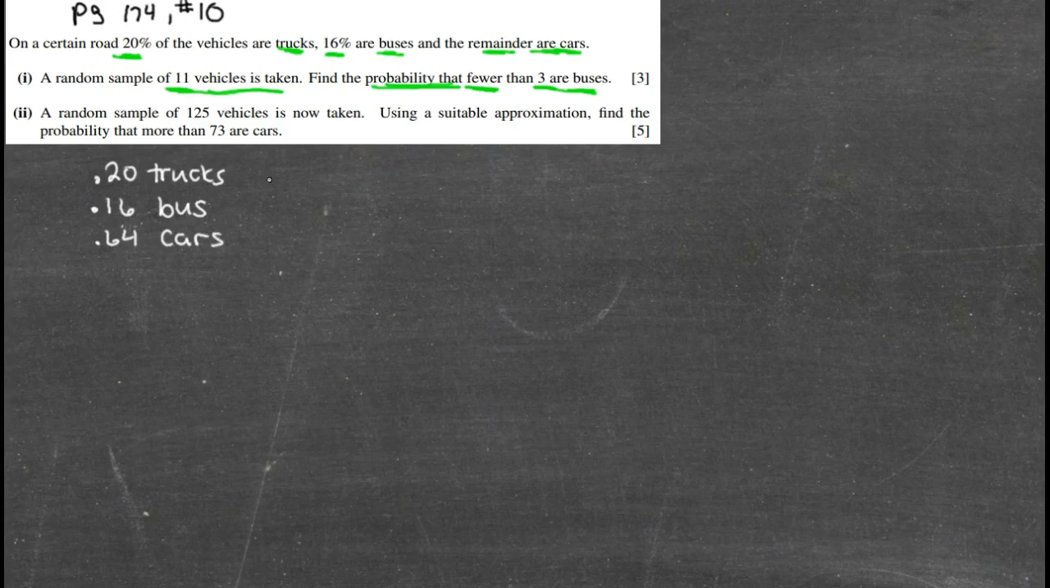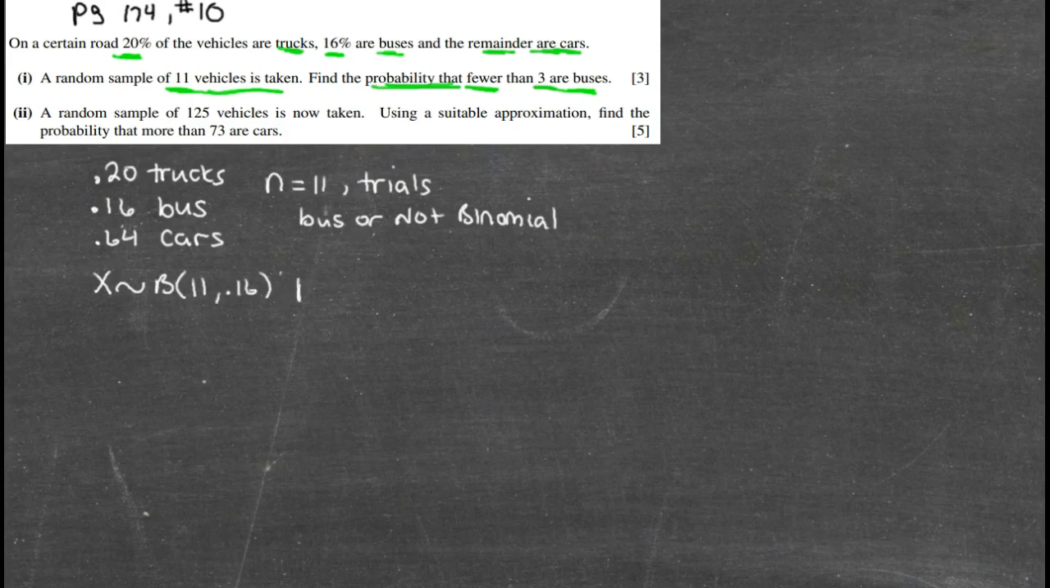All right, so we got 11 trials here, and this is a binomial situation because it's either a bus or a not. So I know the probability of it being a bus, it's 0.16. I know the number of trials there were, 11, and so I can fill in this information. Now the problem is, if I multiply 11 times 0.16, it's going to be less than 5, so I cannot approximate it with normal distribution.